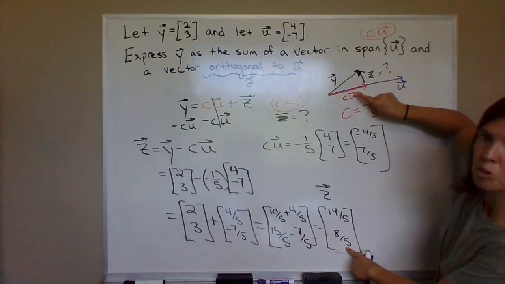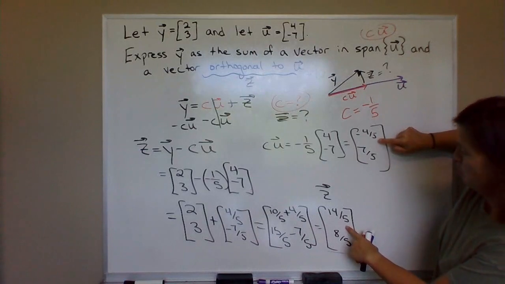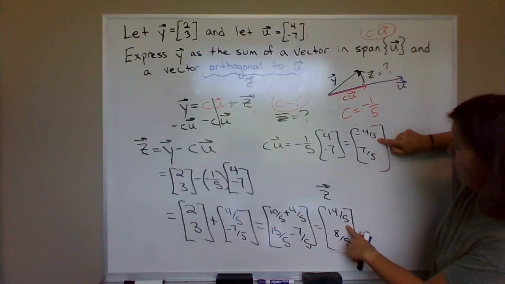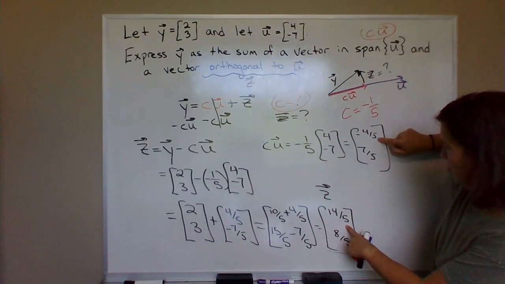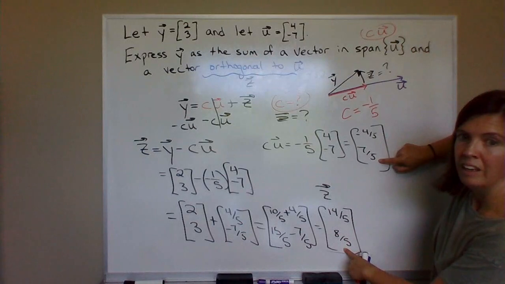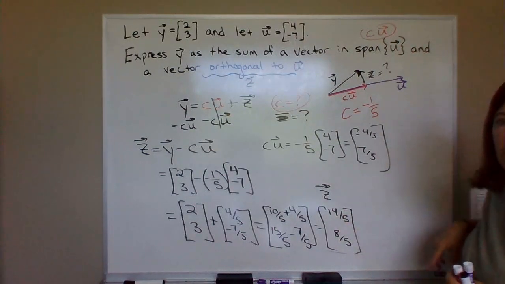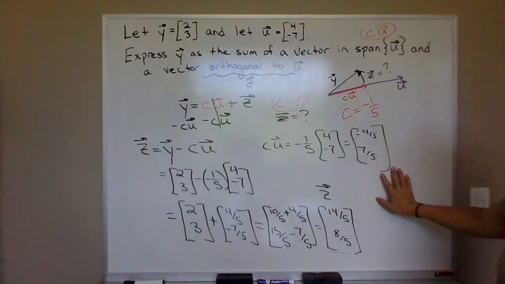These vectors, cu and z, are supposed to be orthogonal to each other. So let's check the inner product. If I do 14 over 5 times negative 4 over 5, that would be negative 56 over 5. And then multiply the second entries, you get positive 56 over 5. So the inner product is 0. So it all checks out. This answer looks good.